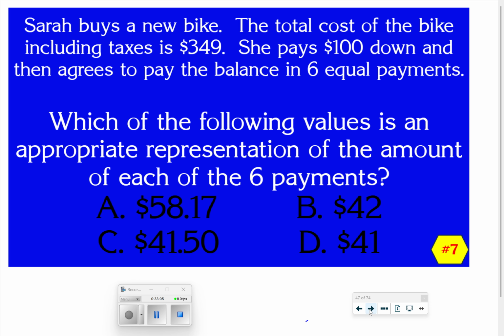All right, Sarah buys a new bike. The total cost of the bike, including taxes, is $349. She pays $100 down and then agrees to pay the balance in 6 equal payments. Which of the following values is an appropriate representation of the amount of each of the 6 payments?